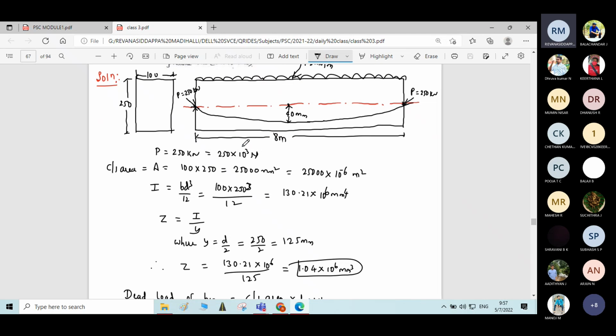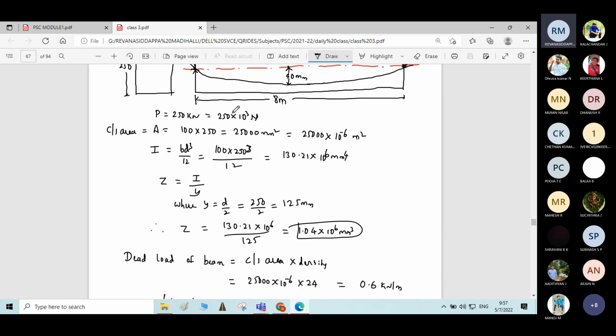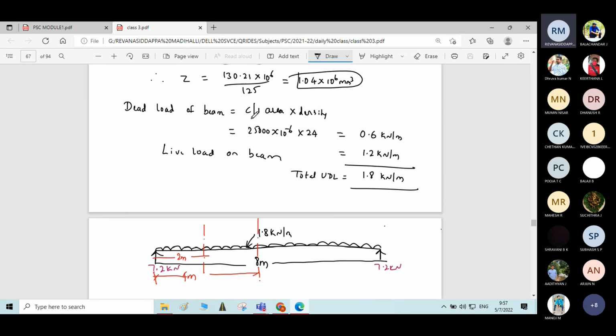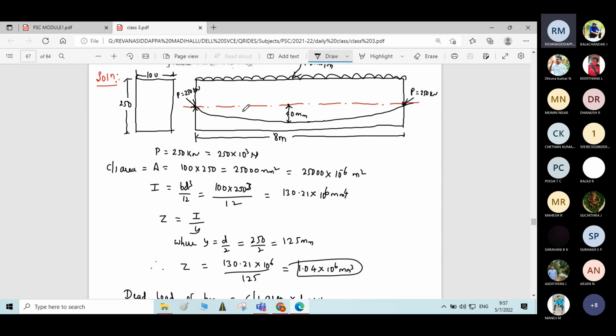Why is this eccentricity required? To calculate the resultant stresses. To calculate the stress distribution, this eccentricity is required. So in the next step, you calculate the eccentricity at the quarter span, using the equation of the parabola, at 2 meter distance.